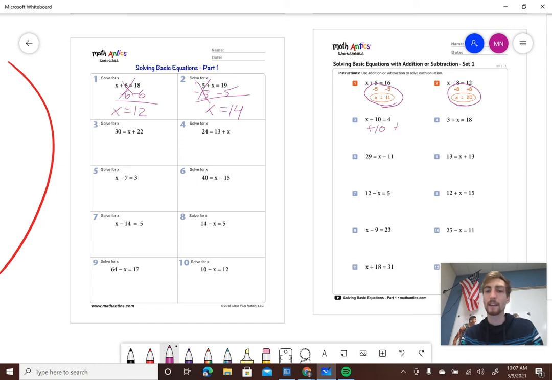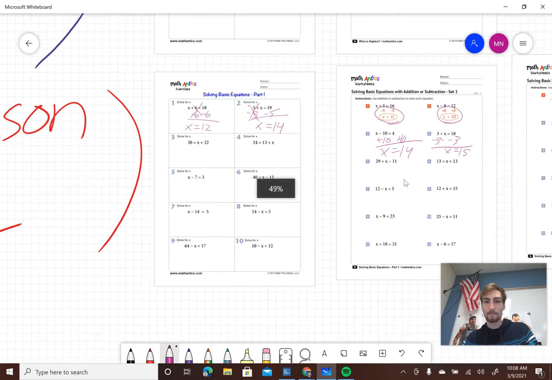So here I'm going to add 10 to both sides, and that gives me x equals 14. Here I'm going to subtract 3 from both sides, and that gives me x equals 15. Look at that. We already got about 1/3 of the problems done.